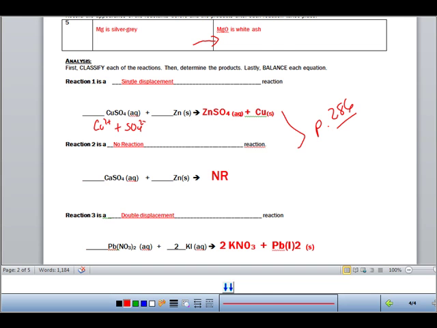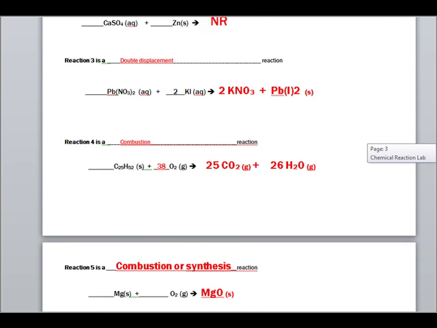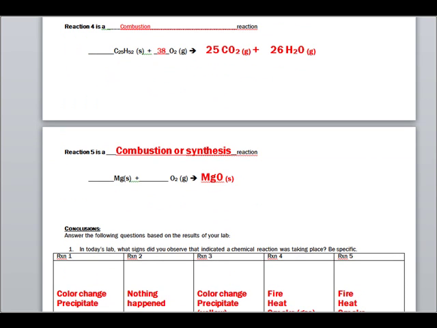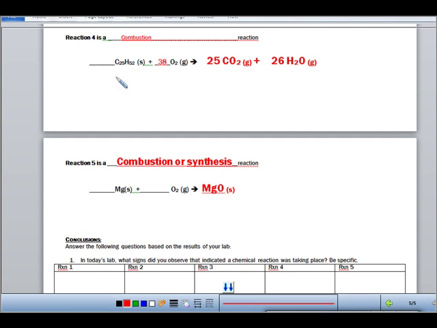Alright, so we did the double displacement. And now we're looking at a combustion reaction here. Reaction number 4 is combustion. And we took this candle wax, and what we did is we assumed that the wick is just there to keep the flame, okay?